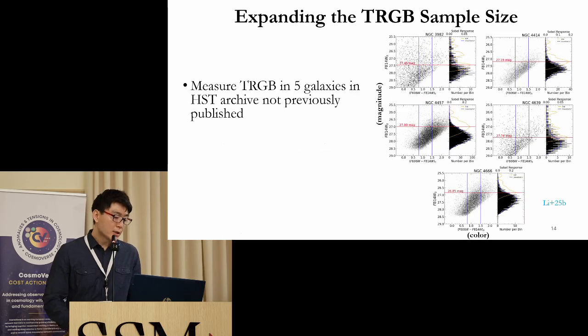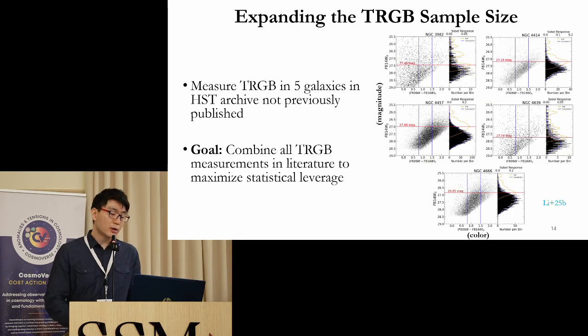And so in this iteration, I had measured distances to 5 different galaxies using data from the HST archive that had not been published before and had already been public for quite a bit of time. And so the goal here was to combine all of the TRGB distances in the literature with these new measurements to really maximize the statistical leverage we have on our comparisons with Cepheids as well as H0 measurements.